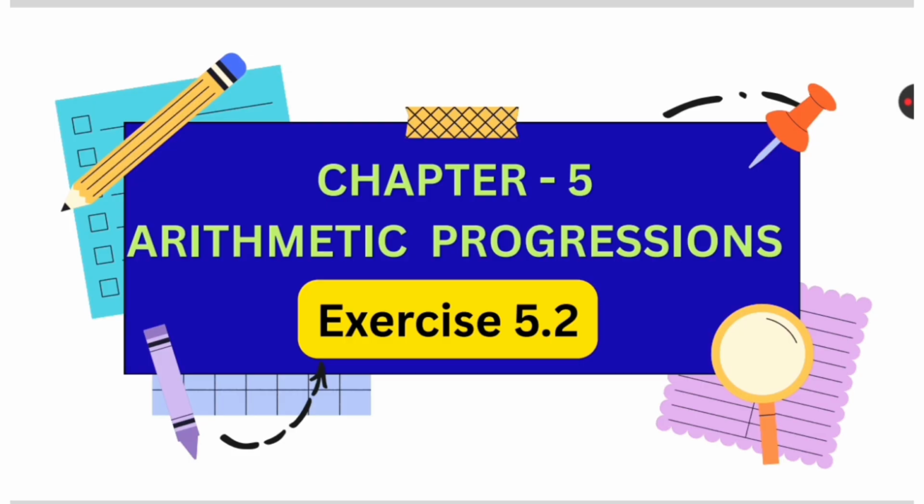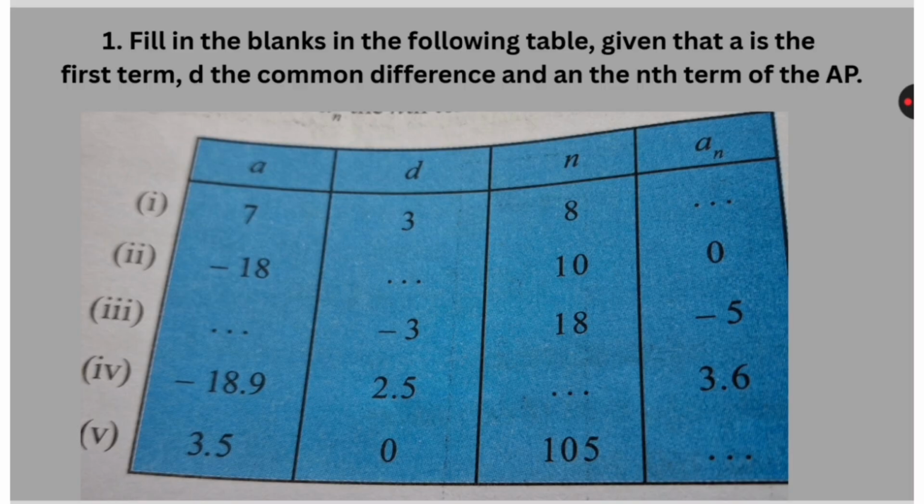Let's start with the question. Fill in the blanks in the following table given that A is the first term, D is the common difference, and AN the nth term of the AP. We need to fill the blanks. Let's see how to solve it.